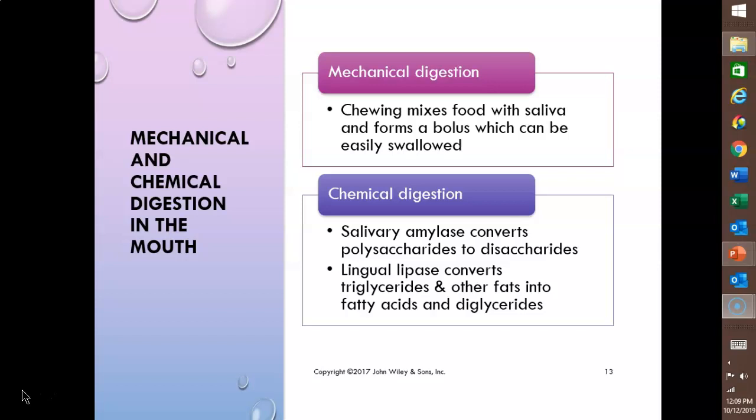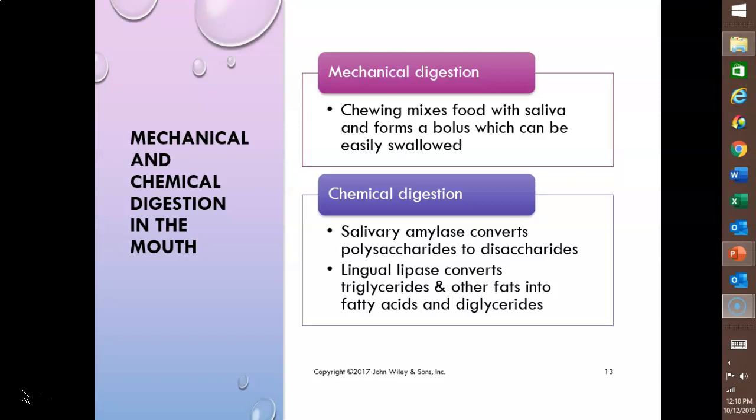When the food is swallowed, it passes from the mouth into the pharynx. Remember from our study of the respiratory system, the pharynx is a funnel-shaped tube. It extends from the internal nares to the esophagus posteriorly and to the larynx anteriorly. When we focused on the respiratory system, we looked at the anterior part of the pharynx. Now we'll look at the posterior, because that's where food is going to pass through into the esophagus.